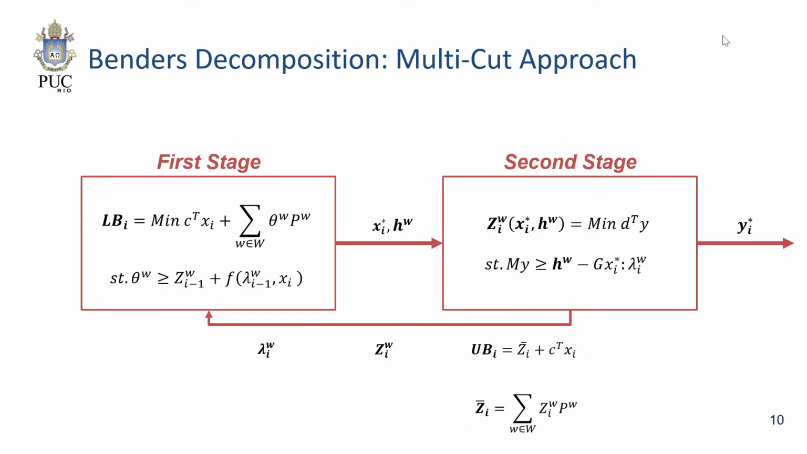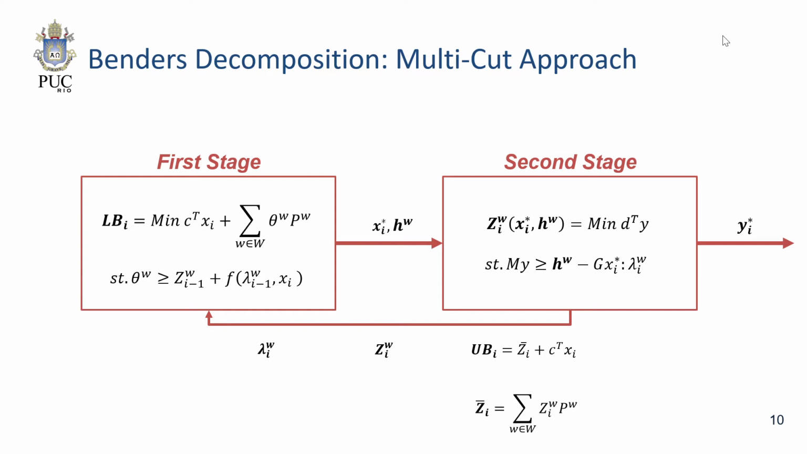When we go to the multi-cut approach, what differs here is that instead of averaging the optimal costs and averaging the duals, we take every single dual and optimal cost from the problems that we solved, and we create constraints for every one of them. So here we have more constraints to approximate even better the second stage cost function.